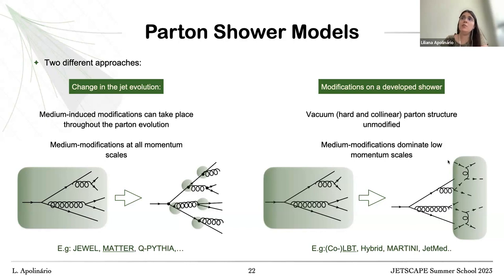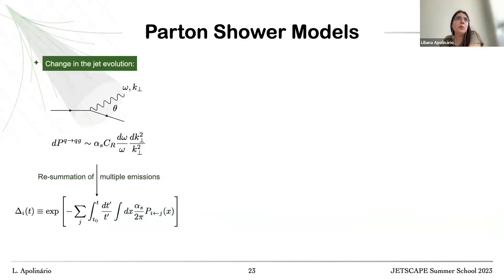In this case of models, this is what we call the afterburners. All the modifications are done on the developed or semi-developed parton shower. And this means that they will basically dominate the low momentum scales. Now, let me give you a more concrete example of how exactly this is done.